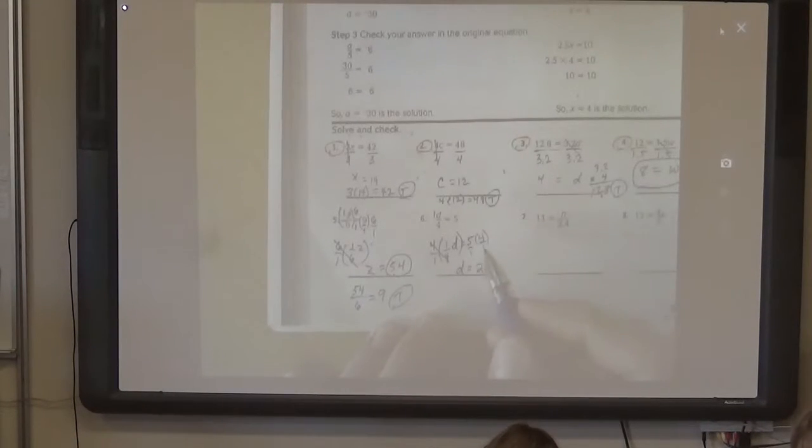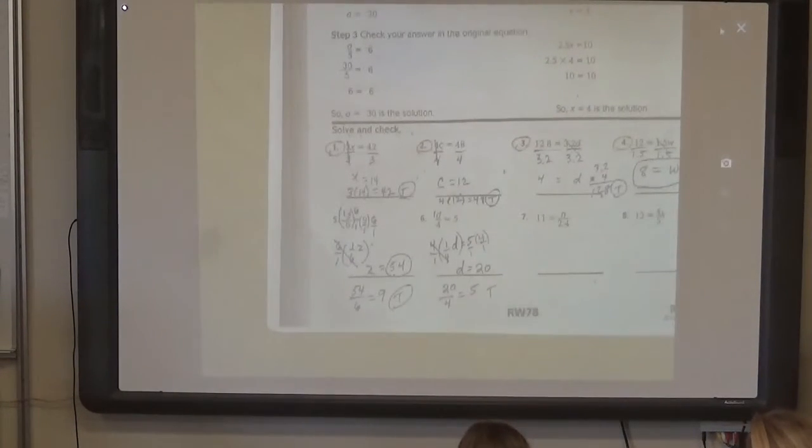Go back to the original equation and put 20 in place of D. Bryce, where would the 20 go? Where the D is? Yep. 20 divided by 4 equals 5. Is that true? So it checks. How about the next one?